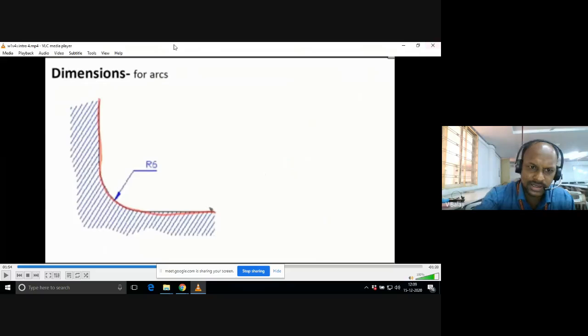Now for arcs, suppose you are drawing something and there is an arc. Generally circular arcs have a radius, right? So you can take one angular arrow line like this, and draw one horizontal base line. On the horizontal line, you simply write R6, radius 6 mm. Whenever arcs are there, use the radius symbol, capital R6.